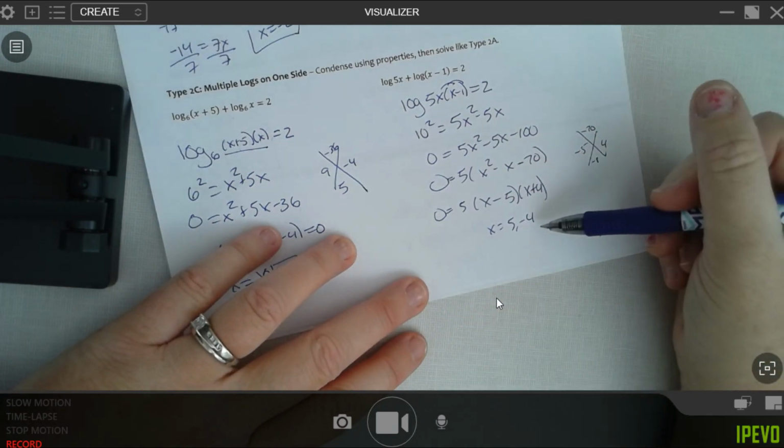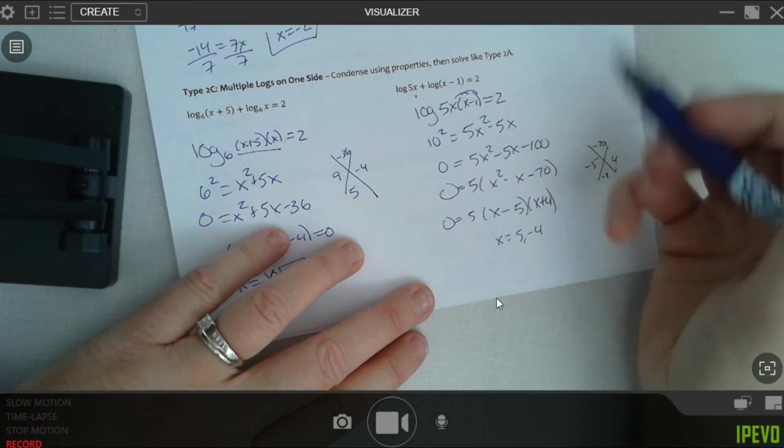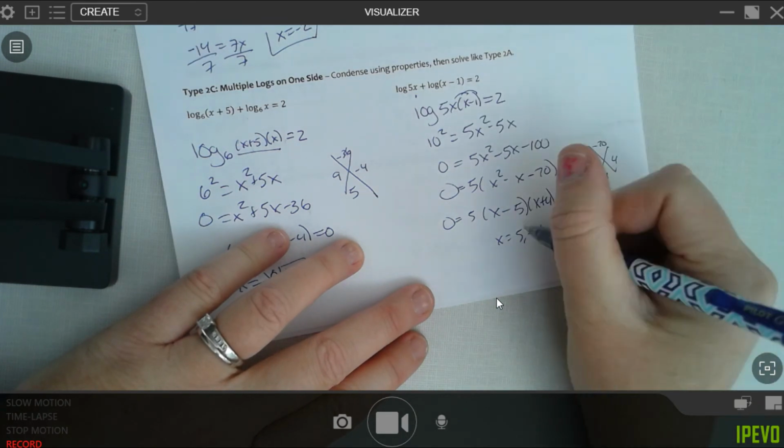Again, I've got to plug in the number and make sure it works. Plug in negative 4 right here. That's going to make log of negative 20. So that can't happen. So then we'd have x equals 5 as your only solution on these.